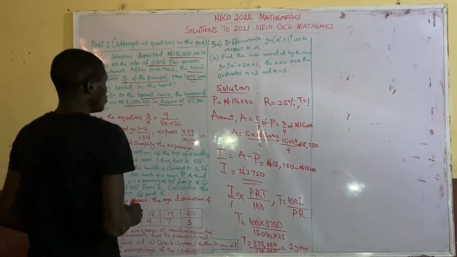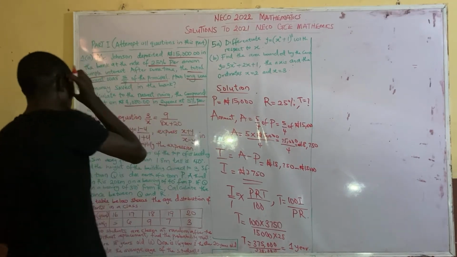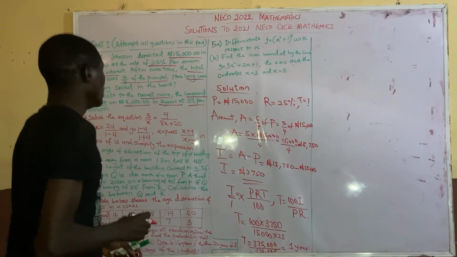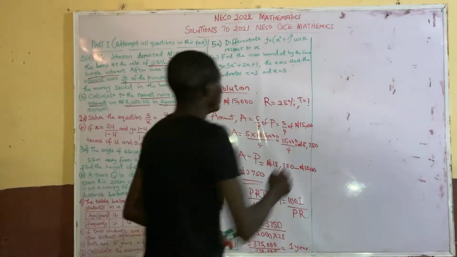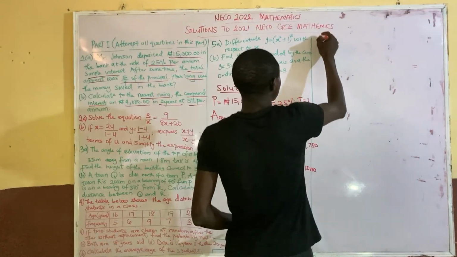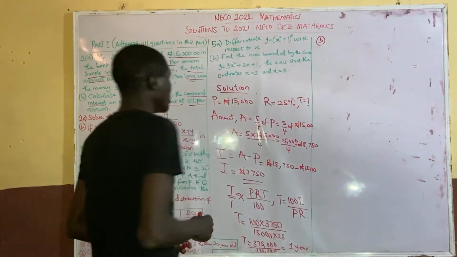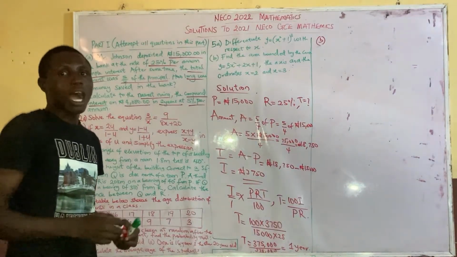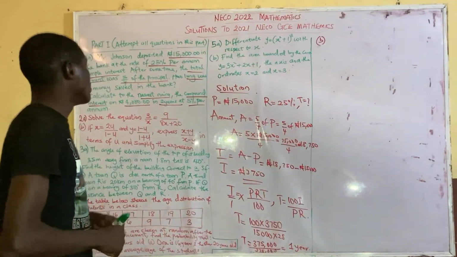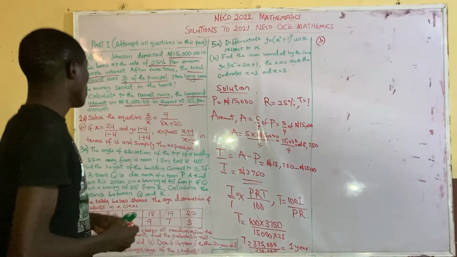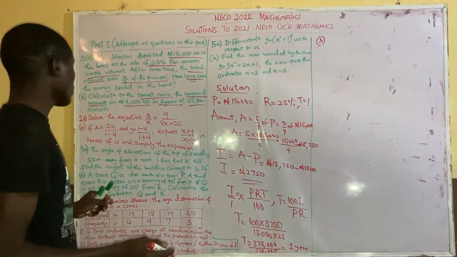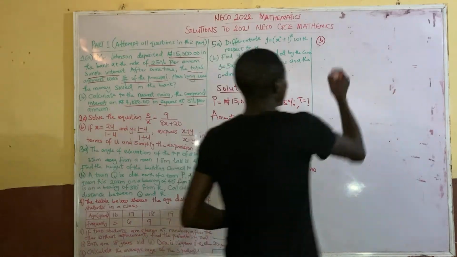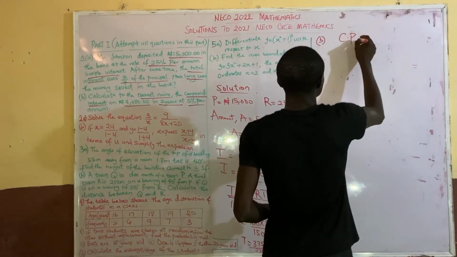For how many years? 2 years, and the percentage per annum is 5%. Now, question B looks like arithmetic. It's not arithmetic, it's arithmetic of finance. So we have to calculate the compound interest.